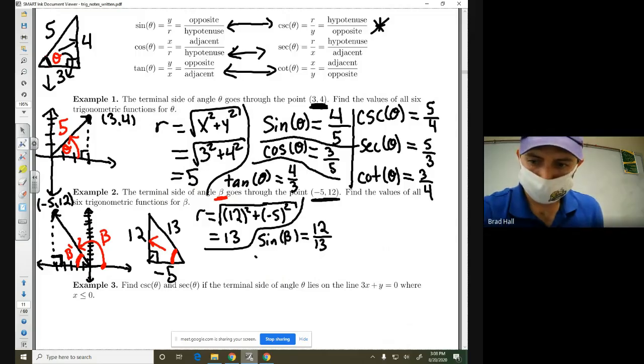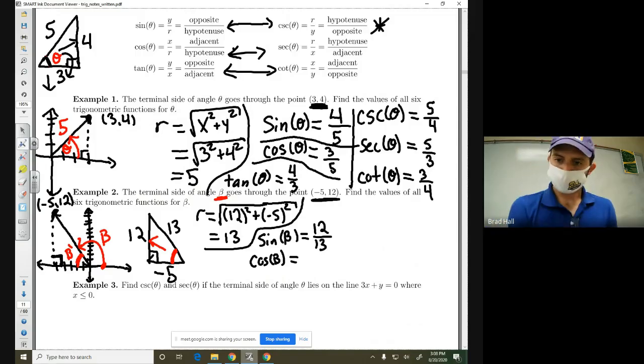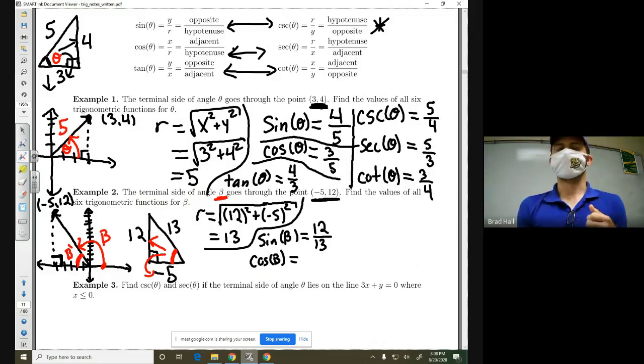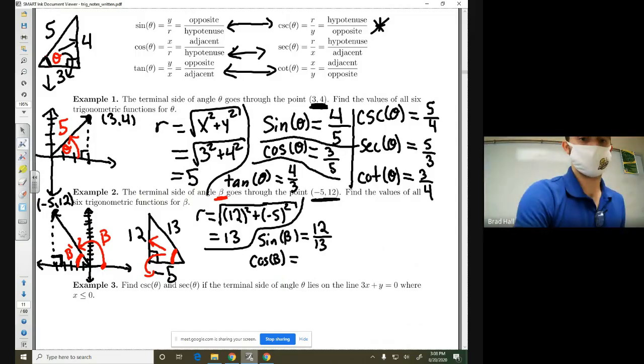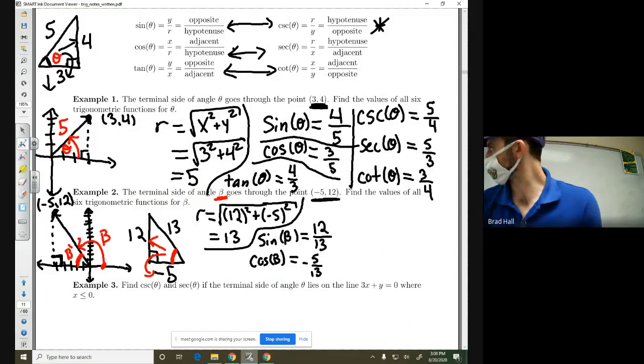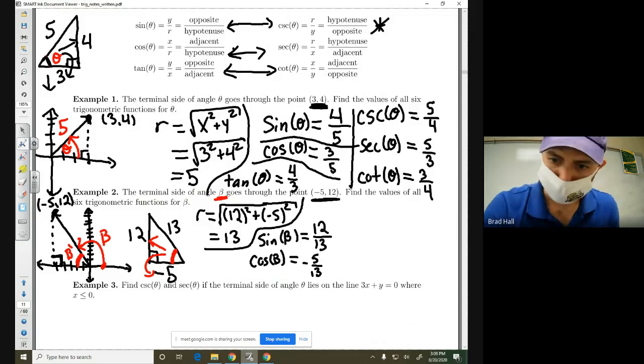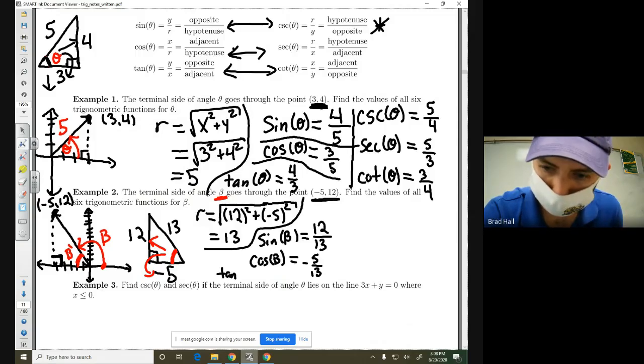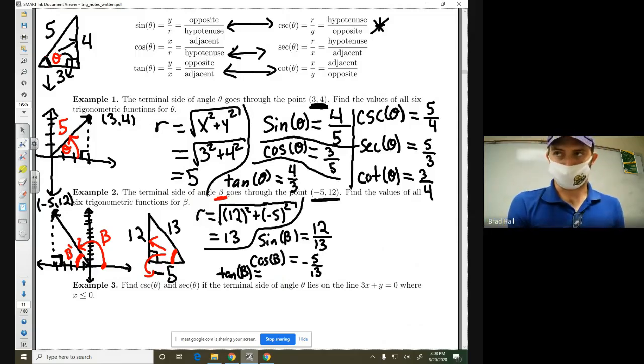Just keep going. Cosine of beta is adjacent over hypotenuse. Adjacent is the value that's not opposite or hypotenuse. So that is -5 over 13. And so tangent, I'll try to squeeze that down here. Tangent is opposite over adjacent. So that's going to be 12 over -5.